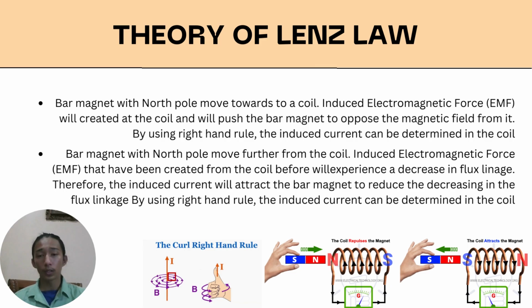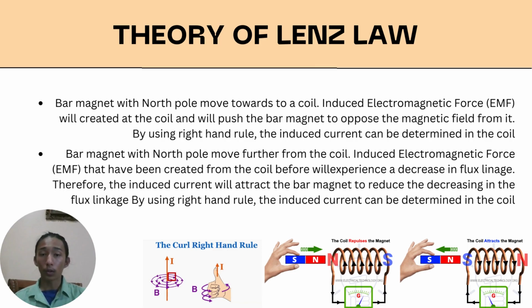The magnetic field induced by the north and south poles will go towards the bar magnet, which will oppose the magnetic field created by the bar magnet itself. Hence, by using the right hand rule, which is this one, we will know the induced current in the coil. The net effect of the magnetic field created from the coil and bar magnet is to reduce the increasing flux linkage that the coil is experiencing.